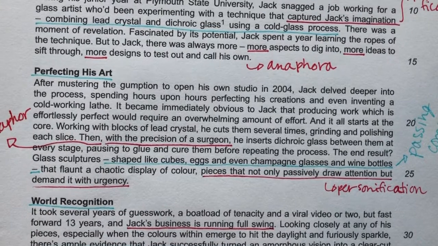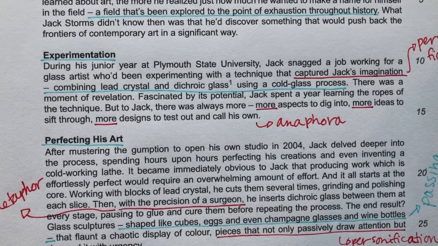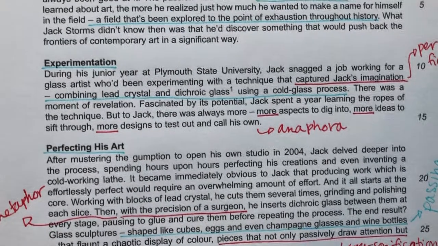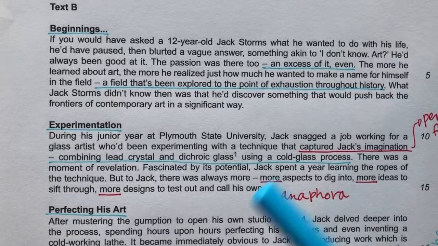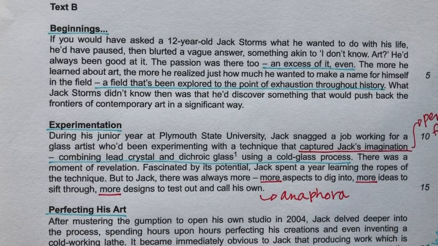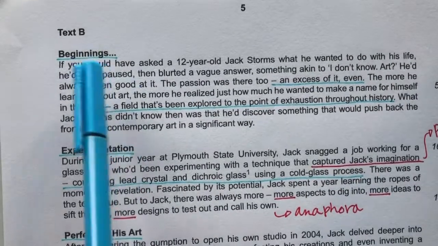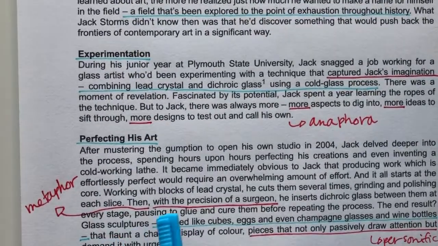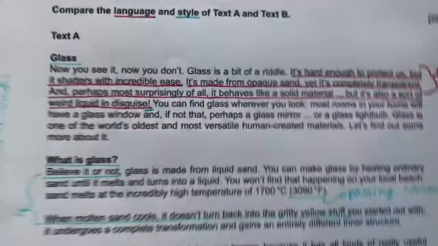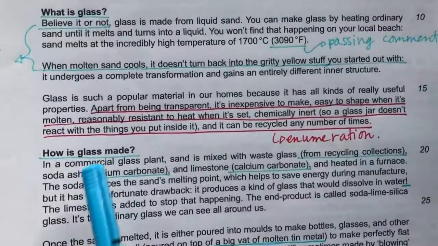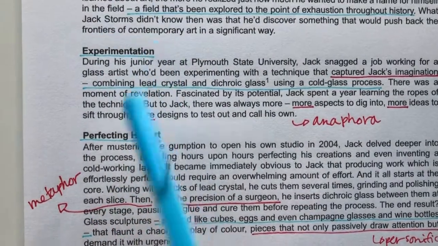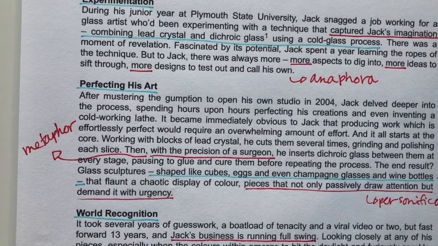Okay, so let's take a look at language and style for text B. So I guess while we take a look, we can also simultaneously compare it to text A, right? First thing that I noticed is subheadings. So in text B, just like in text A, we have the subheadings. So it's the same style, but used in a different way.